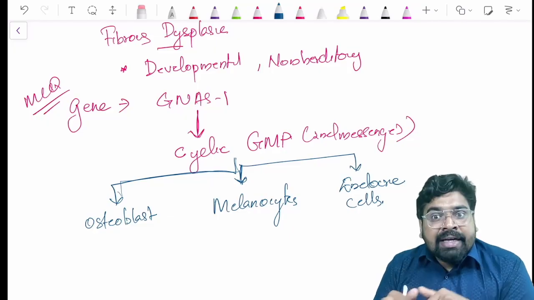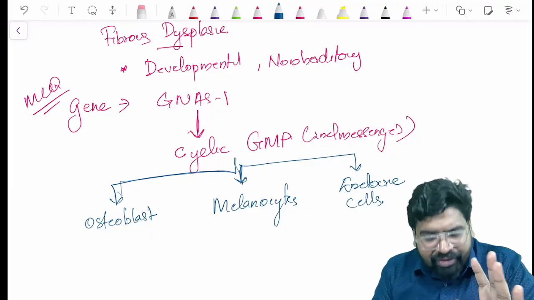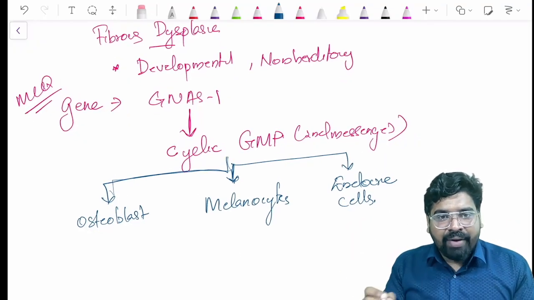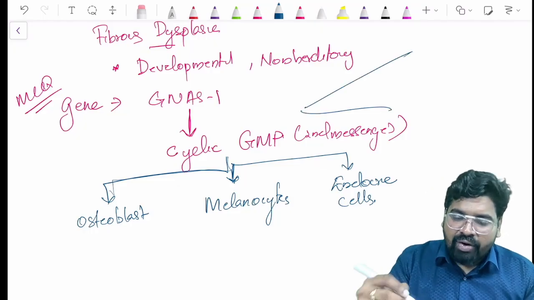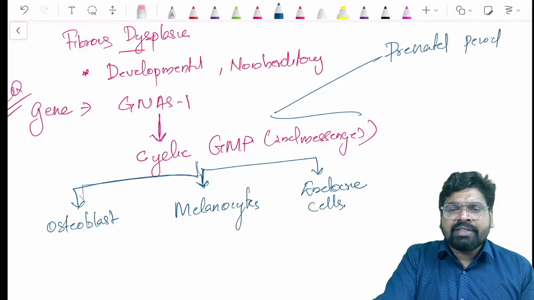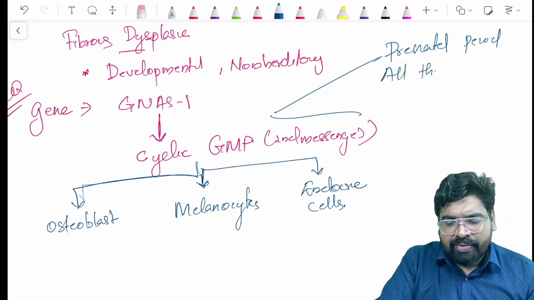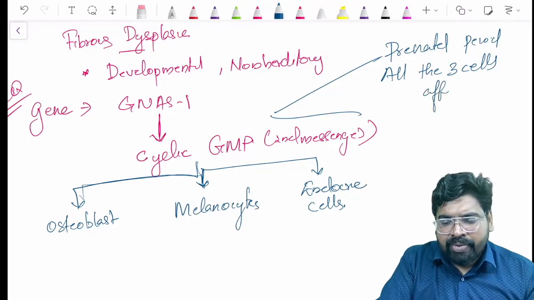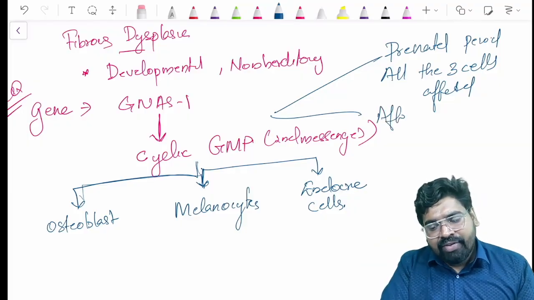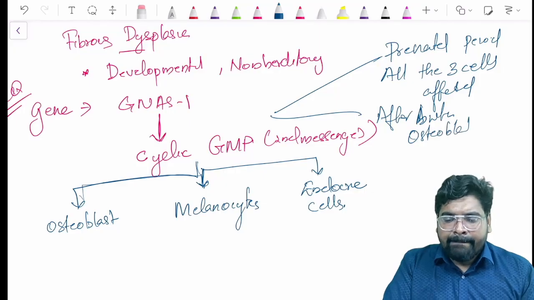Now the clinical manifestation depends on the time when this mutation occurs. If the mutation occurs when the child is inside the mother's womb, that is, in the prenatal period, all the 3 cells will be affected. But if the mutation occurs after birth, only your osteoblast is affected.